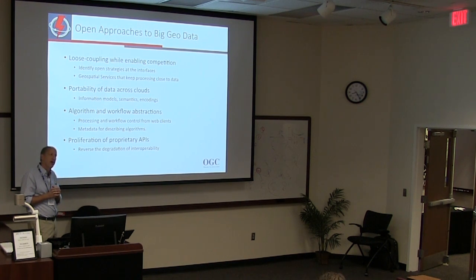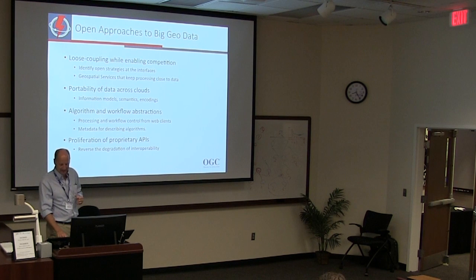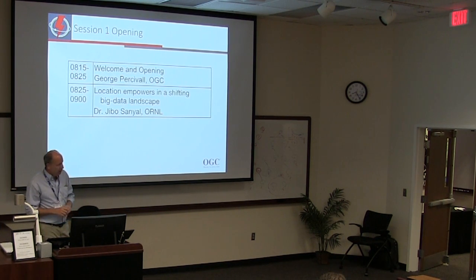Everybody's writing their own API with their own semantics, their own syntax. None of it works together. There's loss of information and the like. So how can we help that? How can we reverse the degradation of interoperability? So that's my introduction.